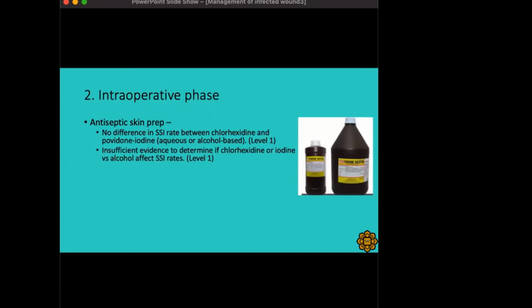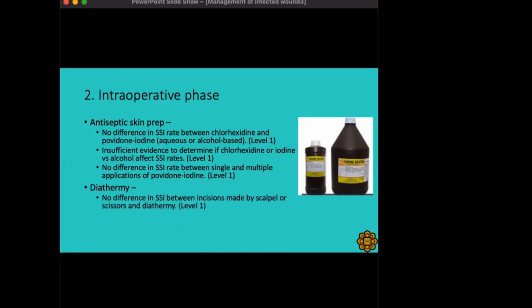And then there's insufficient evidence to compare between chlorhexidine or iodine against alcohol. No difference between single and multiple application of povidone. So you can actually just apply it just once of povidone when you're skin prepping. Don't have to do it many times, because there's no evidence to suggest that it makes any difference.